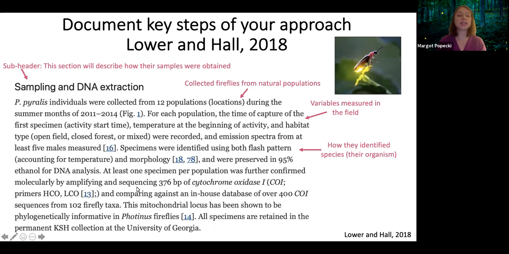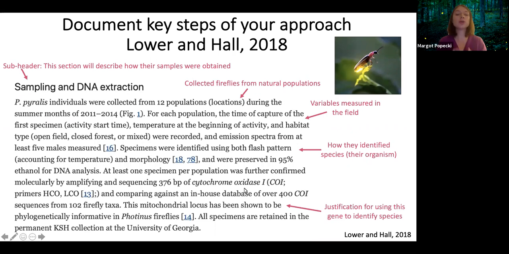But as you read further in the text, you'll see that they did an additional confirmation. So in this case, they actually sequenced part of the CO1 gene, and then they compared it to an in-house database to confirm that they're actually looking at a P. pyralis specimen. So this is a really great way to ensure the rigor and reproducibility of your data by, again, being transparent about what you're doing and then including these different checks.